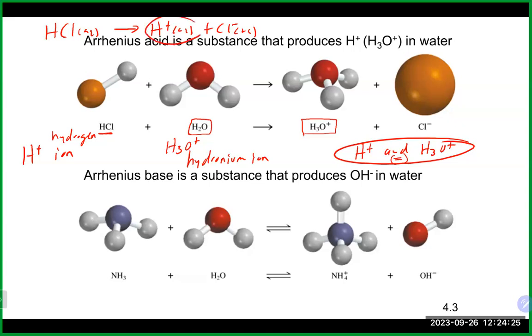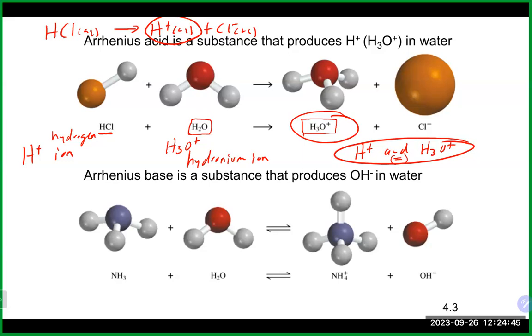So this H plus here and this H3O plus here are basically equivalent to each other. If you include the water in your equation, you should probably get H3O plus on the product side. We'll talk about why that is in a second. And if you do not include the water, you should probably just get H plus on the other side.